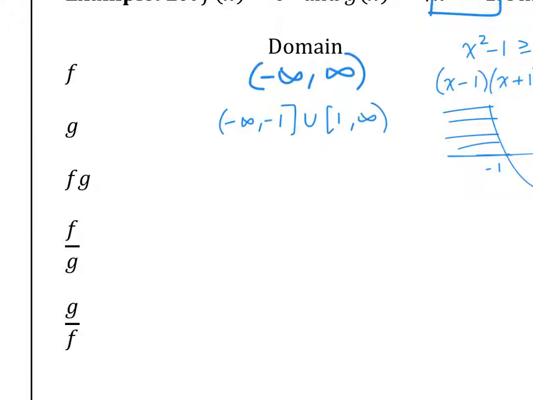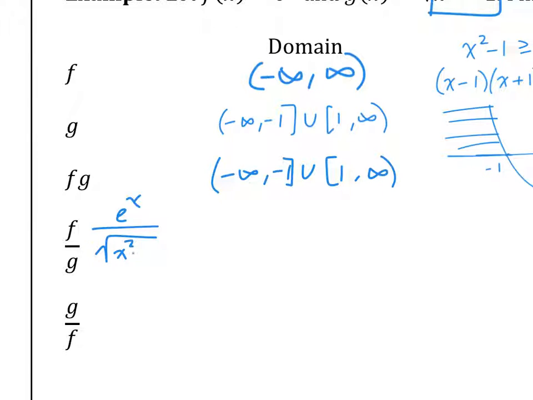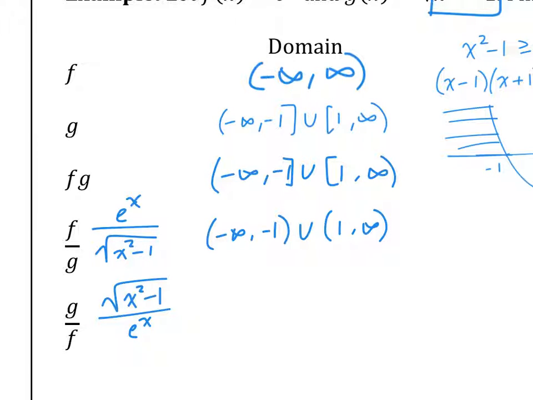So let's go ahead and have you try all of them. So f times g, f divided by g, g divided by f. What are the domains? The next one, f times g. Nothing changed on my domain. F divided by g, so that is e to the x divided by square root of x squared minus 1, which means 1 and -1 is no longer in the domain. And the last one, g divided by f. E to the x can never be 0, so it's impossible to be 0 in the denominator, so that means we stick with the original domain.